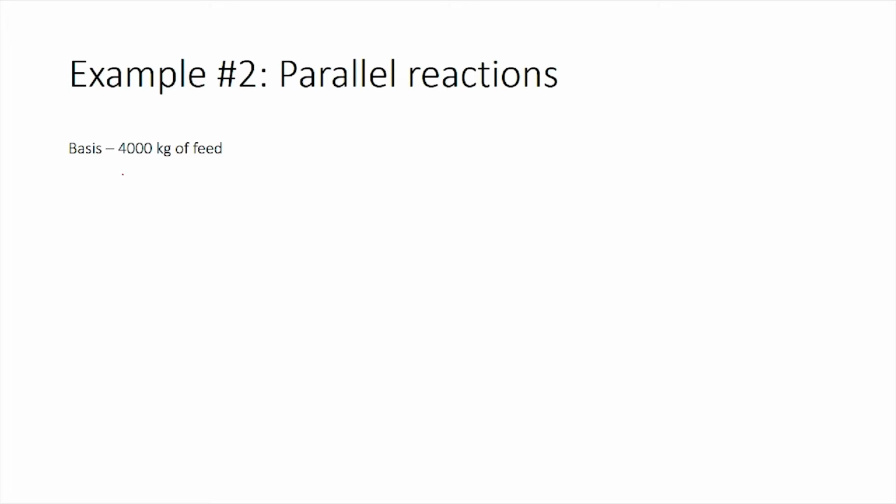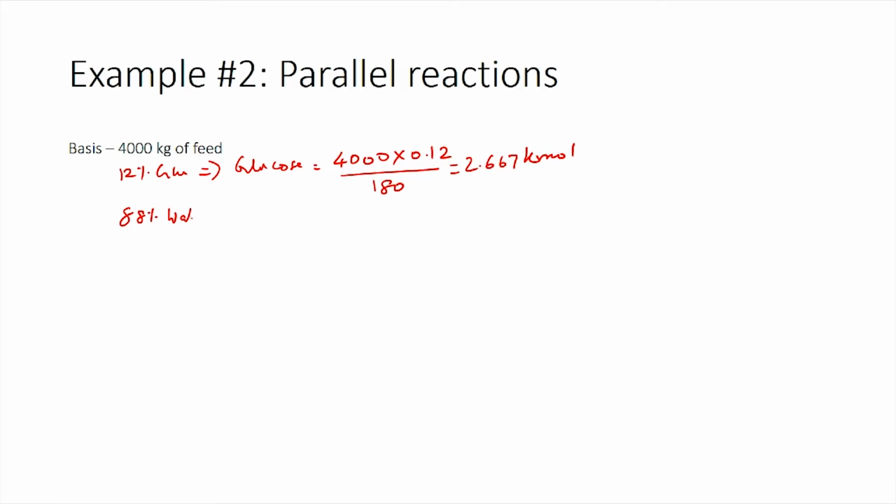So, let us first identify what information we have. We have been told that 12% glucose solution is fed. This implies the amount of glucose in the feed would be 4000 times 0.12, and converting this mass to moles, we divide it by the molecular weight, which would be 180 kilograms per kilomole, giving you a value of 2.667 kilomoles. So, the rest 88% is water. This implies that the amount of water present in the feed would be 4000 times 0.88 divided by 18, which is the molecular weight of water, to give the total number of moles as 195.6 kilomoles.